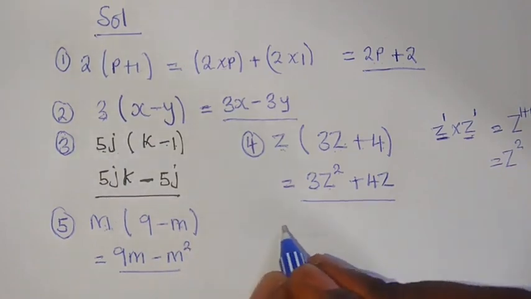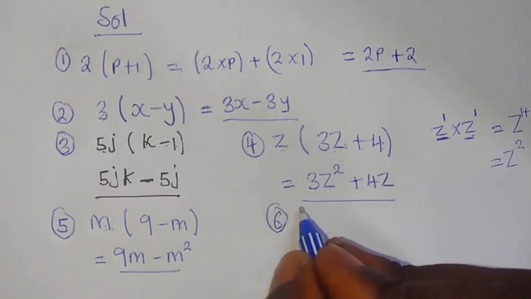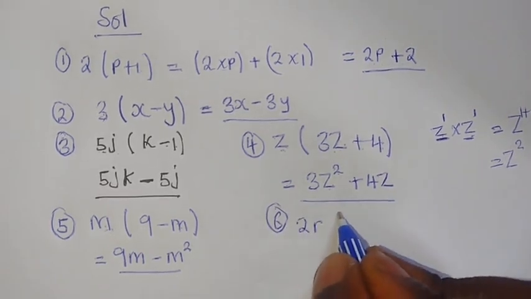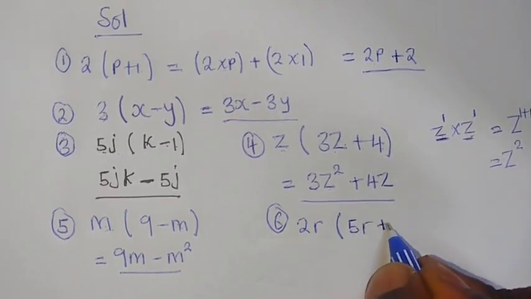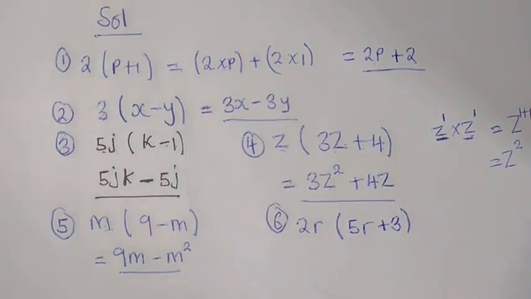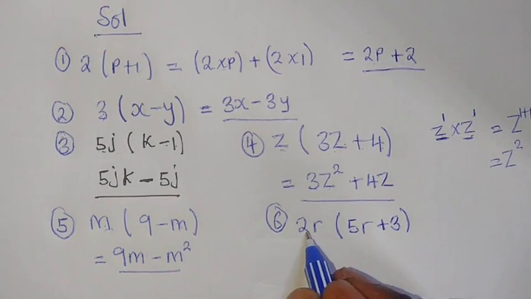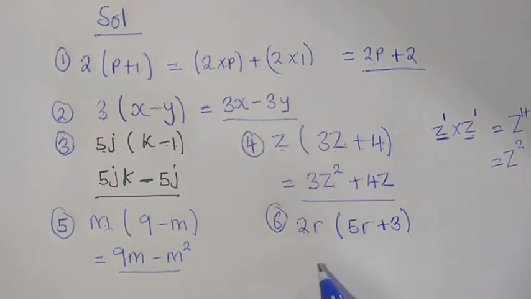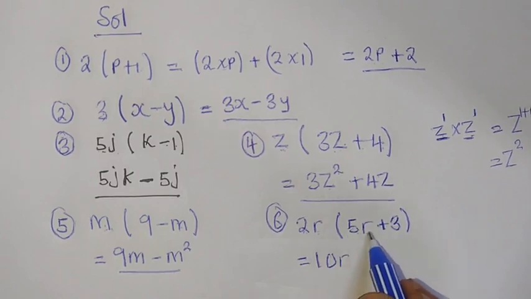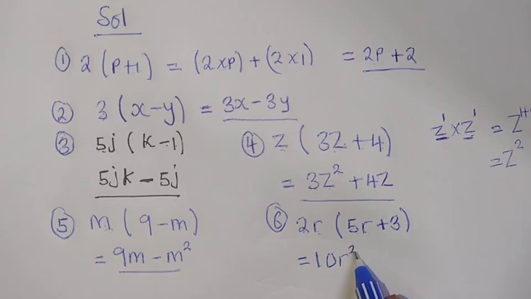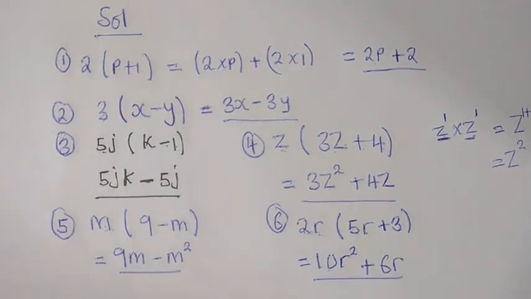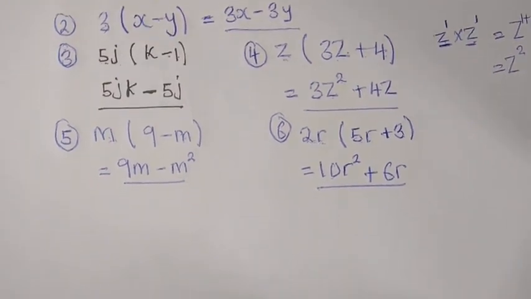Then we come to our question 6. Under our question 6, we have 2r in brackets, we have 5r plus 3. From here, we can open the brackets by multiplying 2r times 5. So 2 times 5, this will give us 10. Then r, because 2r times 5r, this will be r power 2. So 2r times 5r, it will be 10r squared, plus 2r times 3, this will be 6r. So this is our answer. We have expanded. Okay, so we are just expanding.